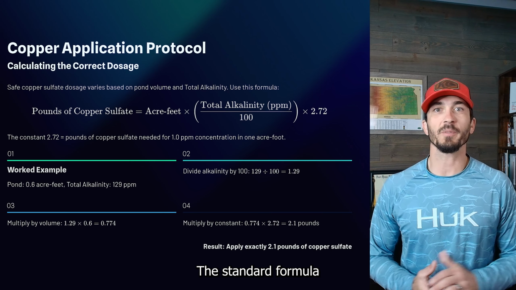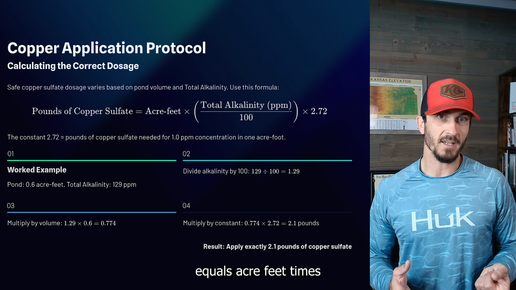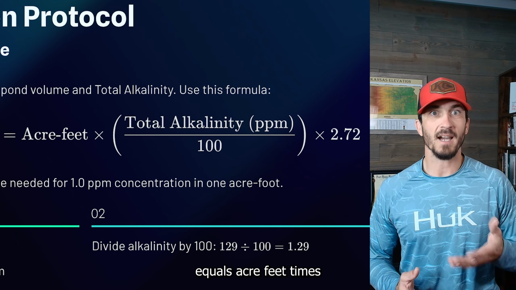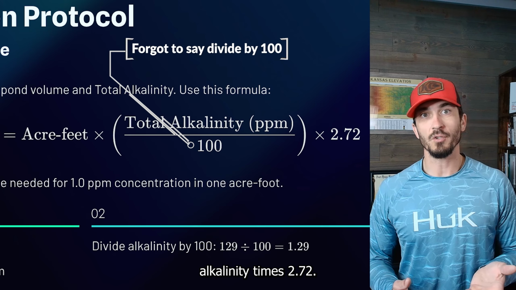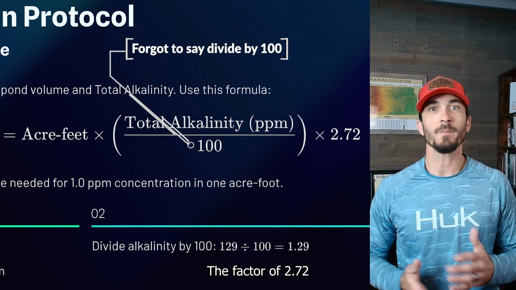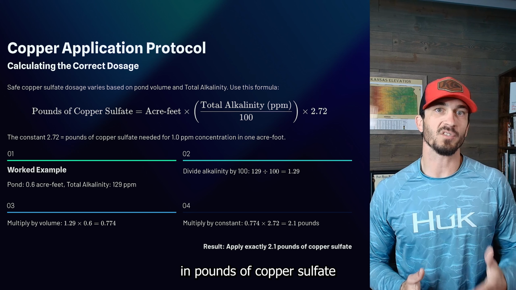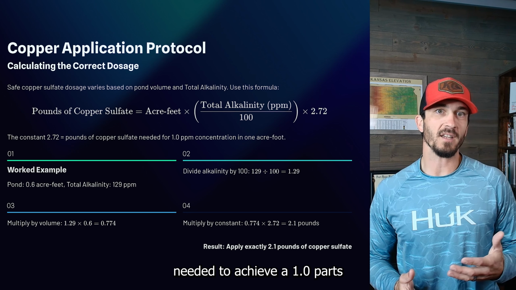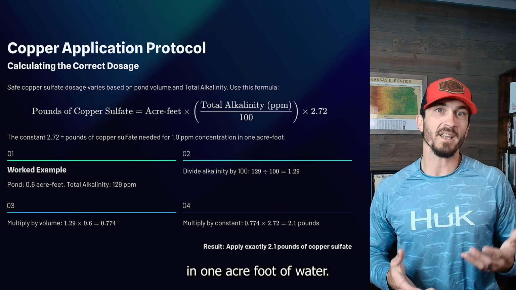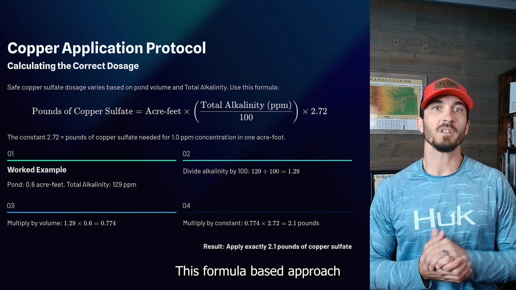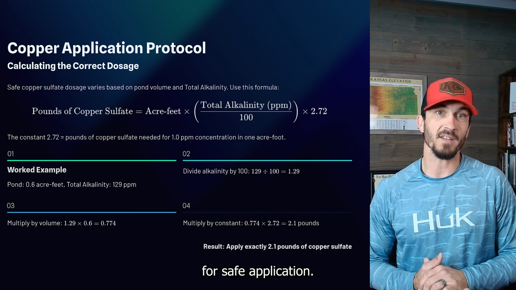The standard formula for this calculation is the pounds of copper sulfate equals acre feet times the total alkalinity times 2.72. The factor of 2.72 is a constant that represents the weight in pounds of copper sulfate needed to achieve a 1.0 parts per million concentration in 1 acre foot of water. This formula-based approach removes guesswork and is essential for safe application.